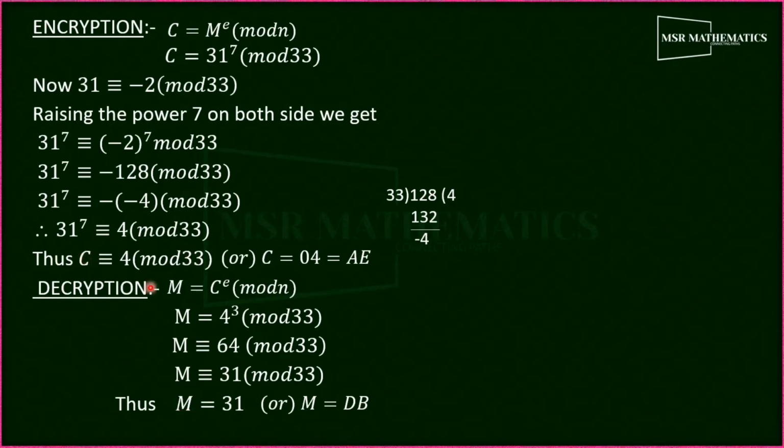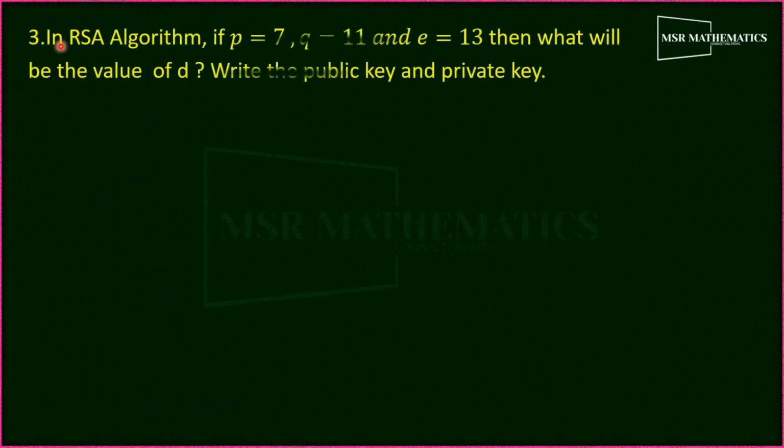Similarly, the encryption value of C is AE. So this is how we have applied the RSA algorithm to find the encryption and decryption values, and the private key and public key values. This completes the problem. We shall move on to another problem.